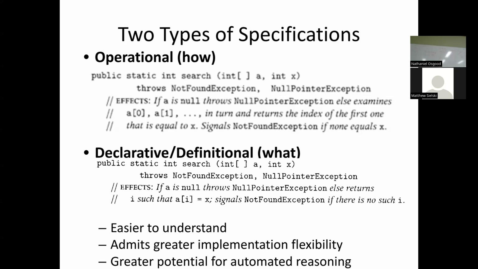This operational specification focuses on how it accomplishes it: search one by one in order, from the beginning of A onwards. A declarative or definitional specification will say, it returns the i such that A of i equals x, and it will signal this if there's no such i. It doesn't say in what order it searches for it, nor does it make a guarantee. Well, what guarantee does this top one provide that this bottom one doesn't? What can I count on in this top one if the bottom one doesn't?